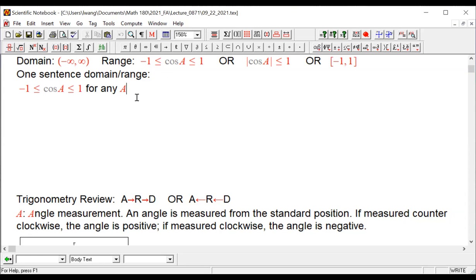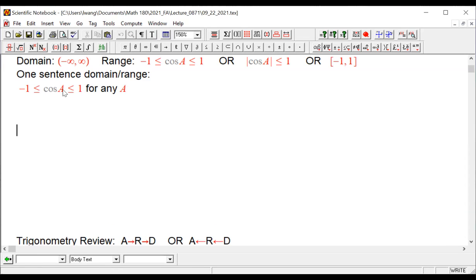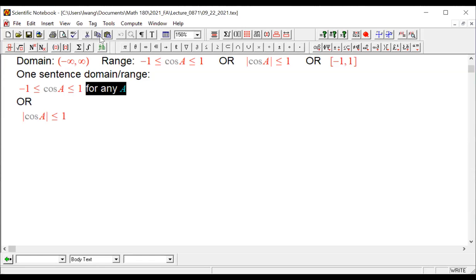Any A means angle. It could be degrees, it could be radians. We haven't started training you to use radians. Or the other form, for any angle. And the other form is really rarely used.